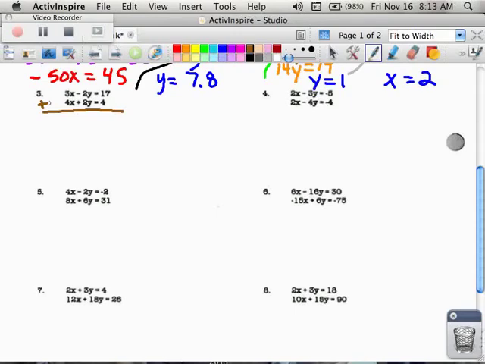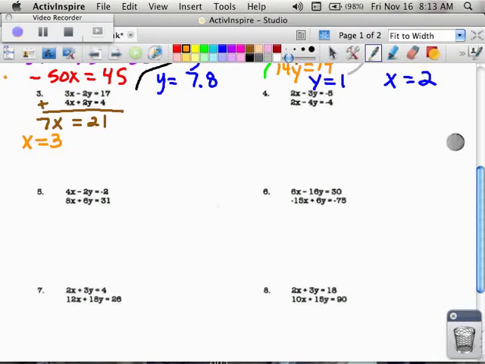When I add them together, 3x plus 4x, that's 7x. Negative 2y and positive 2y are 0 y's there, so I don't have to write anything down. And 17 plus 4 is 21. If I now divide both sides by 7, excuse me, I was looking ahead to the answer. If I divide both sides by 7, I find out that my x is going to be 3. So already, I found my x value.